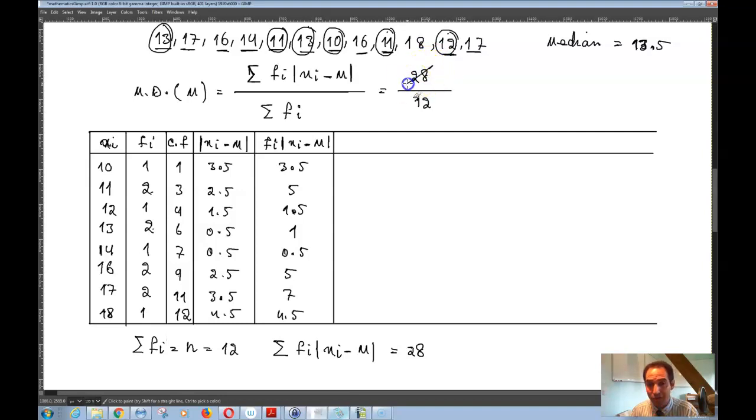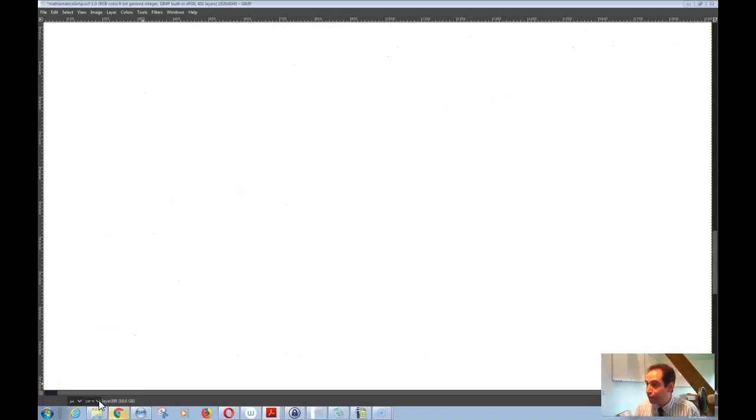4 times 7 is equal to 28, and 4 times 3 is 12, so that's 7/3, which is 2.33 approximately. So the mean deviation about the median is 2.33 in the case of example number 3.